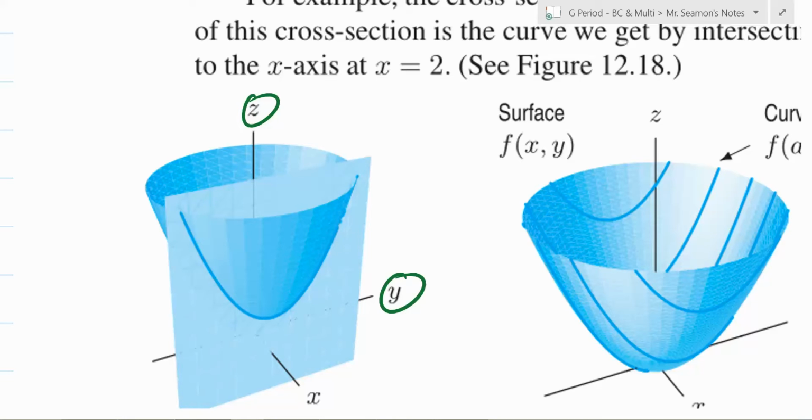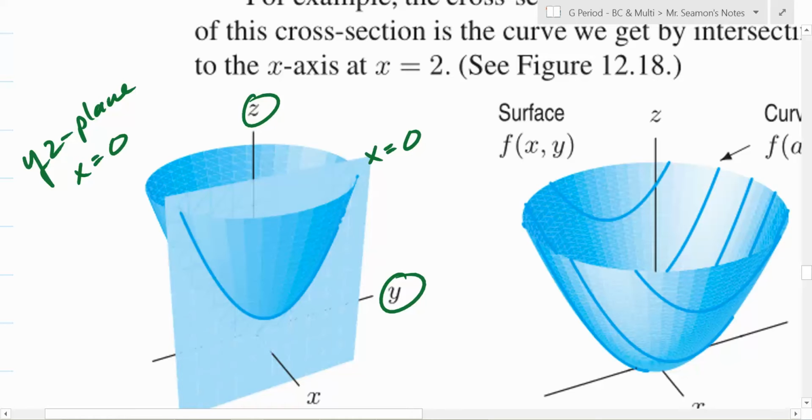That's all the points where x equals what? 0. That is the definition of the YZ plane: when x is equal to 0. Okay, so what was the equation we're dealing with?